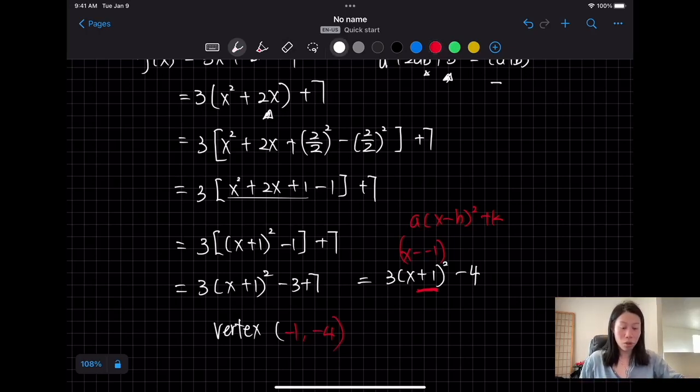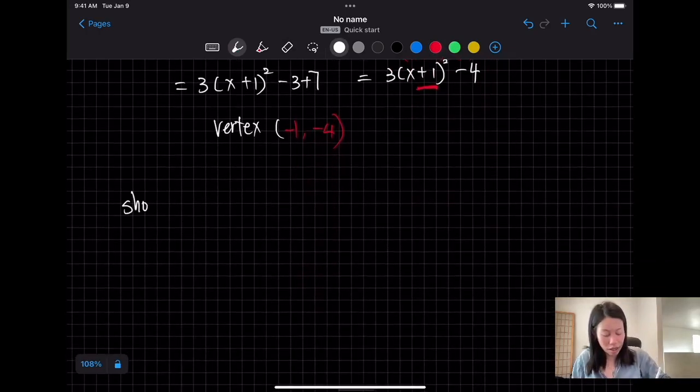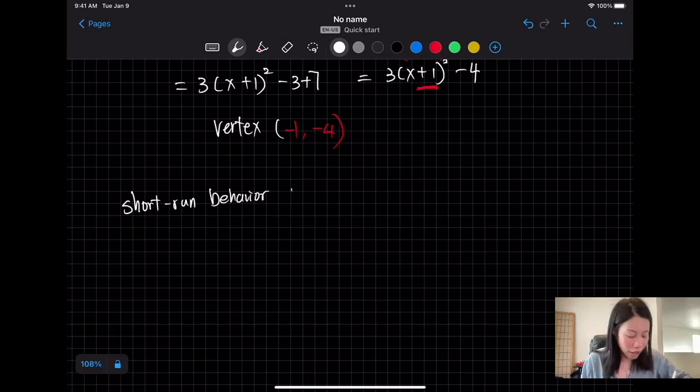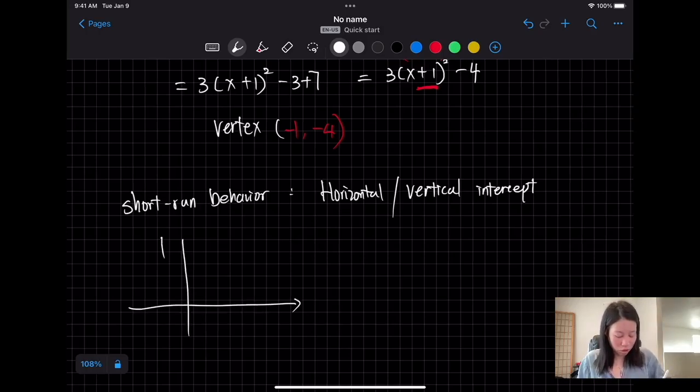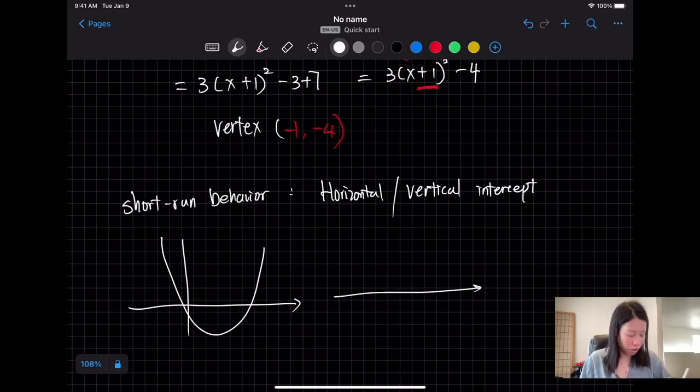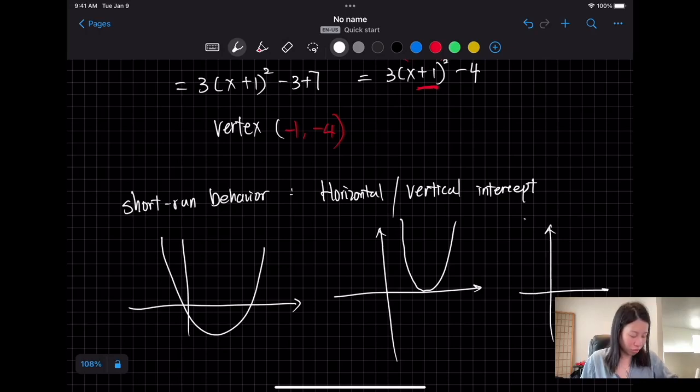So when it comes to the short-run behavior of a quadratic function, as we discussed in the last video, we need to think about the intercepts. We have a horizontal intercept and vertical intercept, which is the x and y intercept. In a quadratic function, you will see a function look like this one, sometimes look like this one, sometimes look like this one.